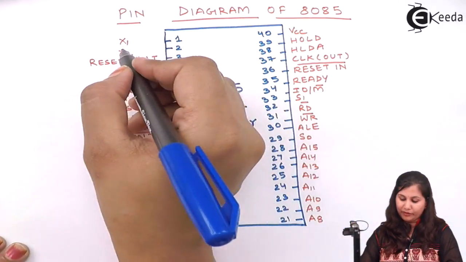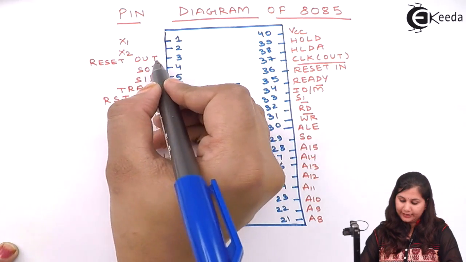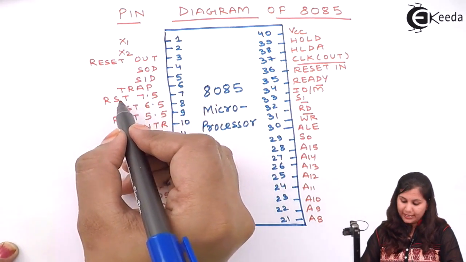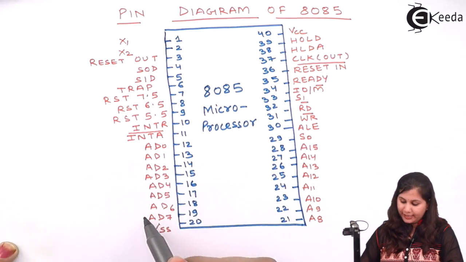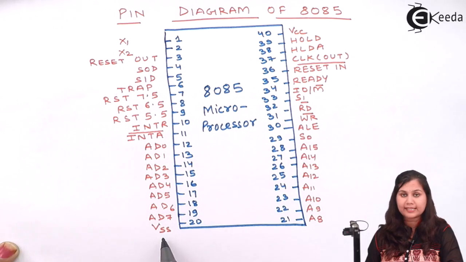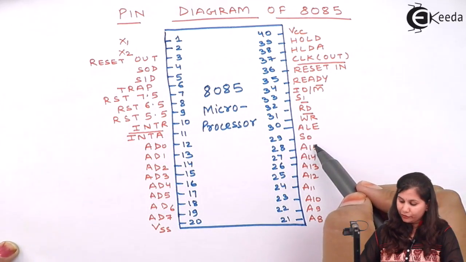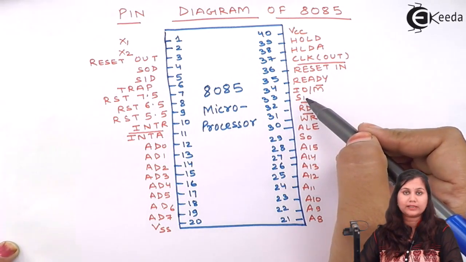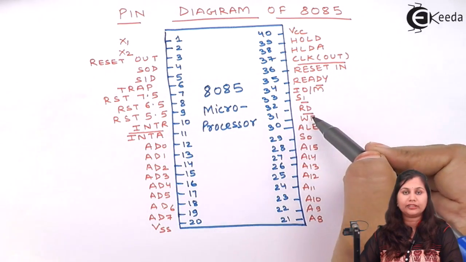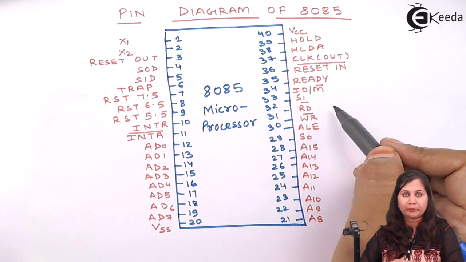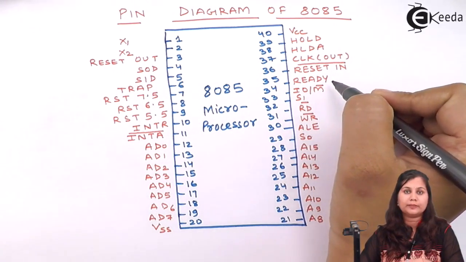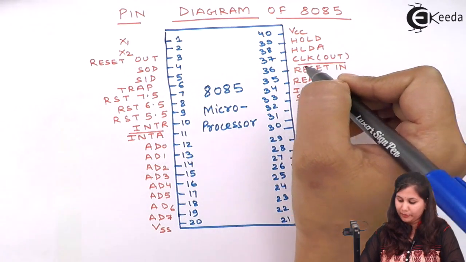Again, we have pin number 1 and 2, where the crystal is connected. Then reset out, SOD and SID for the serial input output data communication. Then we have the interrupt signals. We have the lower order address and data bus, VSS, the ground pin. Then the higher order address bus, S0 and S1, the status signals. Read, write and input output M bar, these are the read, write and the input output memory operations. ALE, address latch enable. Ready signal for the peripherals which are slow in their operation.